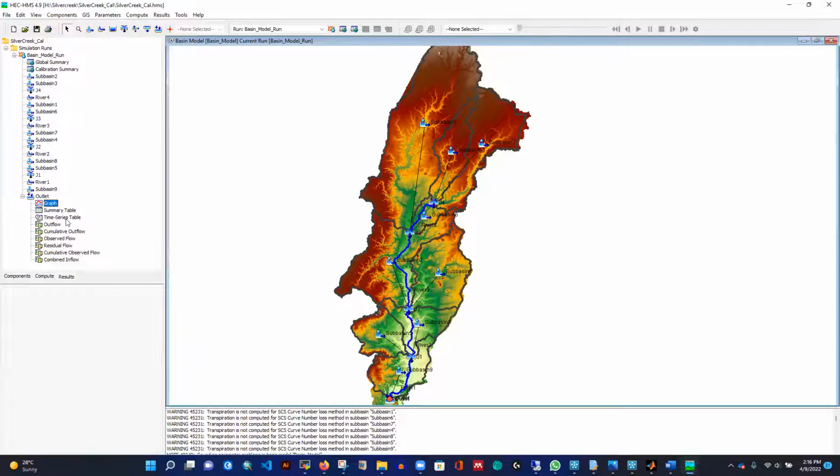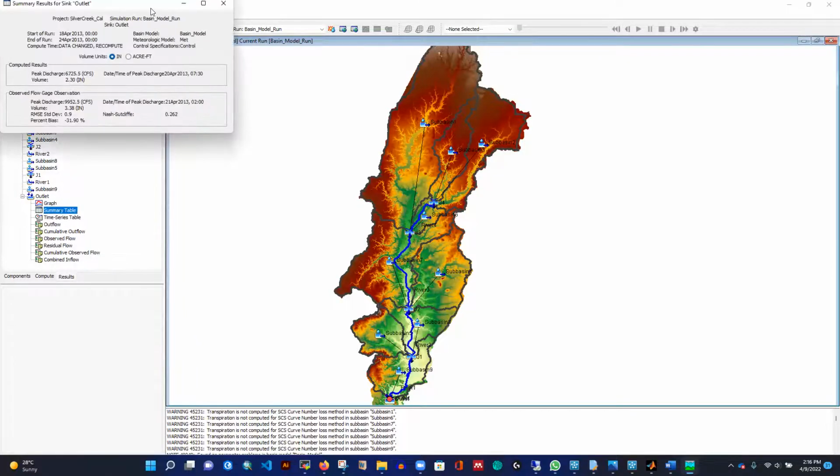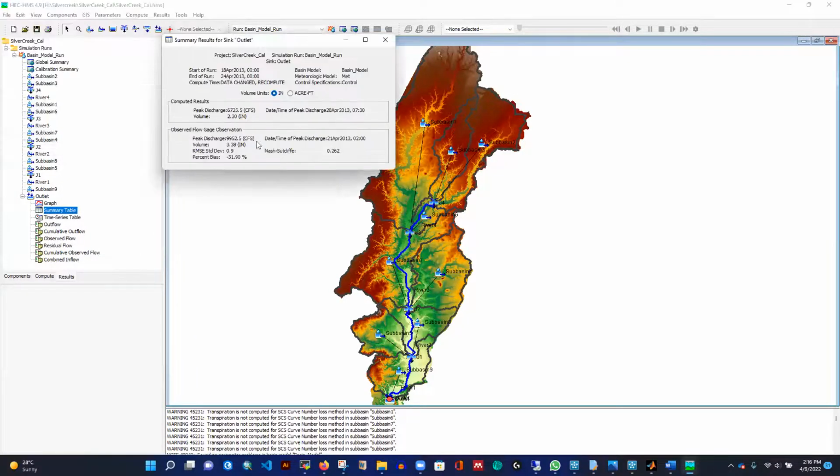So let's see the summary table. The present condition we have, like the NSE value is 0.26 and the percentage bias is more than 30%, right? And the RMSE we have like 0.9 standard deviation, and the peak discharge is like this, but from observation we have computed is this, and this is the observation.